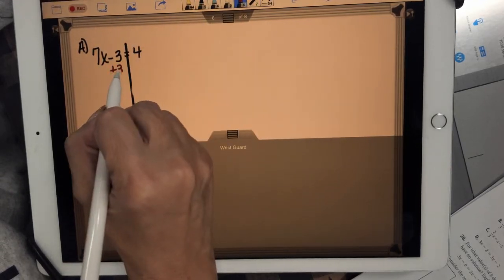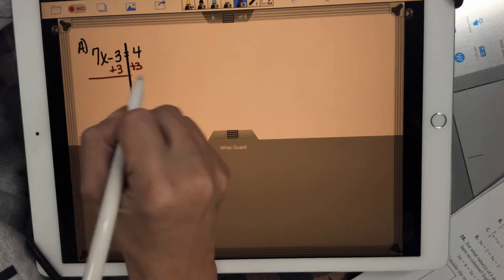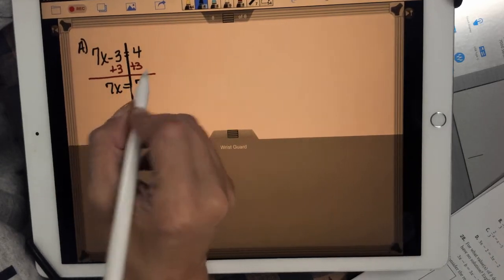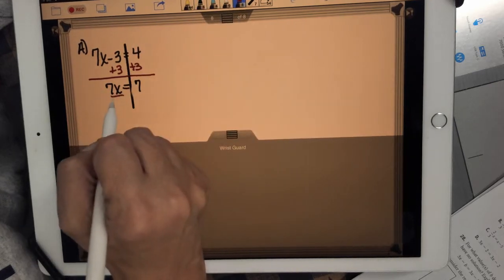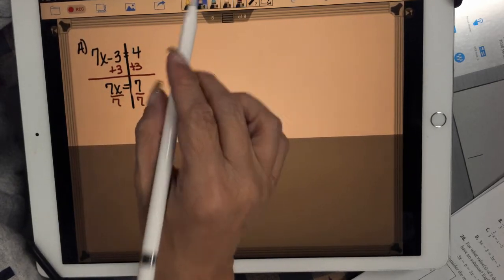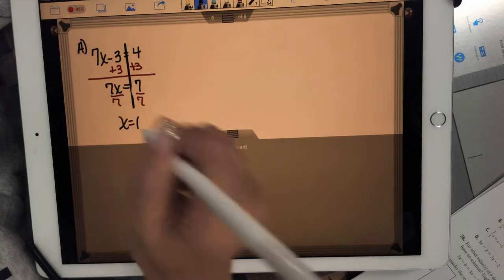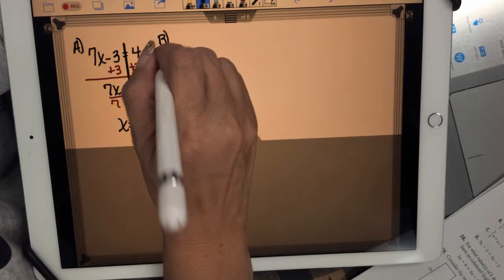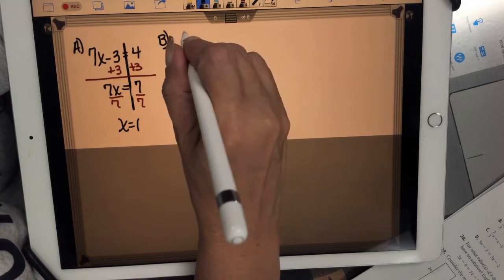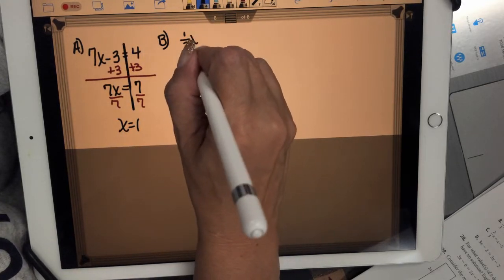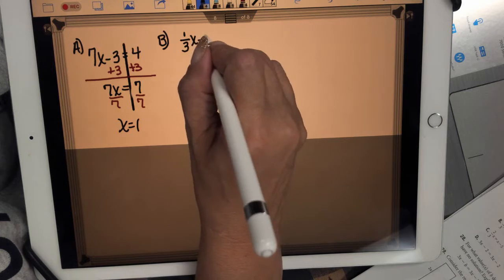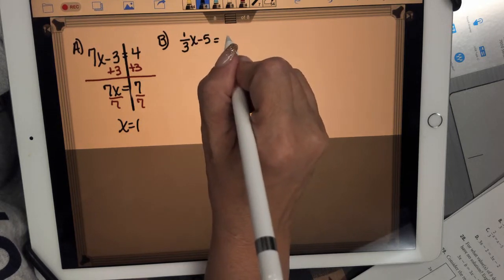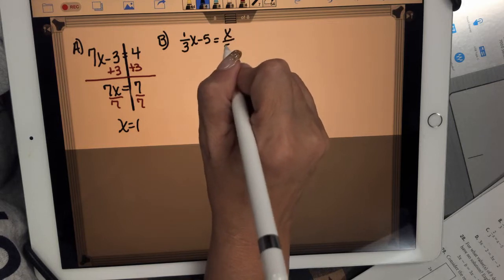We're going to add 3 to both sides. So that gives me 7x equals 7. I would divide by 7, and I'm going to get x equals 1, right? Okay, so that's not an infinite solution. That's x equals 1. So now let's try the next one, which is 1/3 x minus 5 equals x over 5.